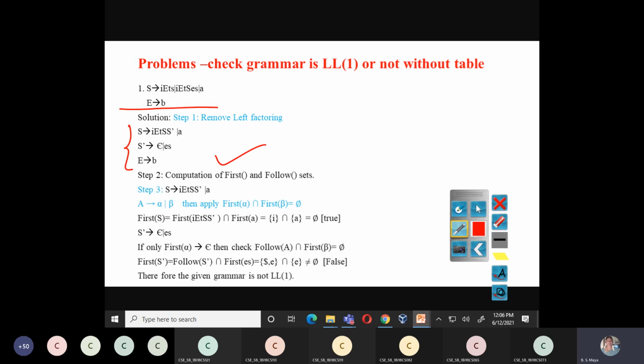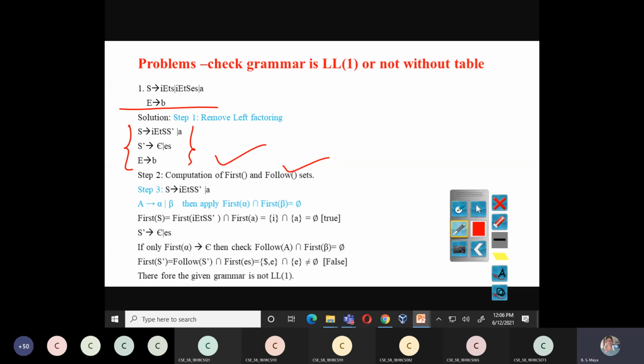Is left factoring required? Computation of first and follow is also required. After that, you have to apply your formulas for computation. Take down the left factoring answer also. I am doing the left factoring answer. S derives IETS S dash or A. S dash derives epsilon or ES. E derives B.